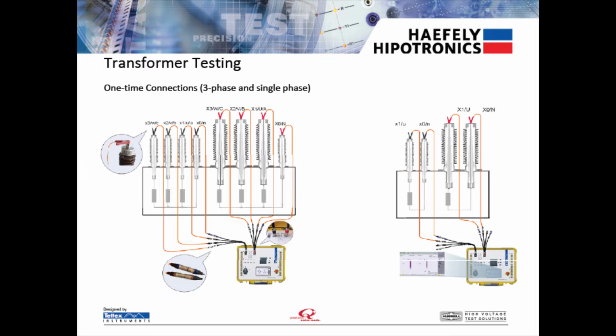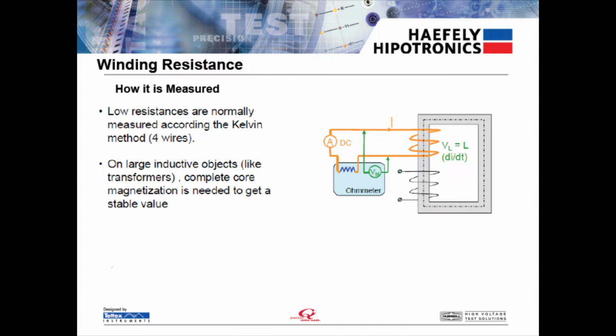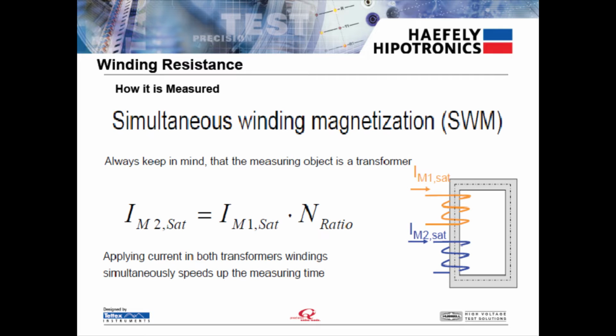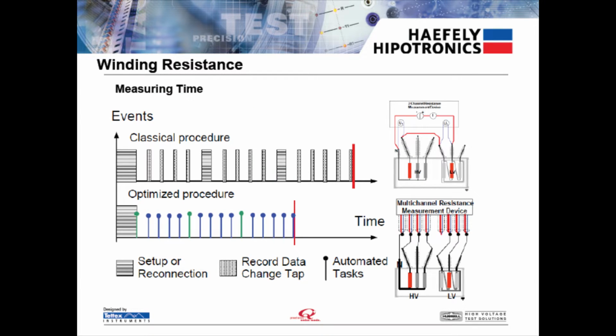So getting into some of the tests that can be performed on transformers, winding resistance. With winding resistance on transformers, you need to magnetize the full core, and on large systems, historically, it can take some time. But with our 2293, using simultaneous winding magnetization with two power sources, it simultaneously magnetizes the core and the windings from the high and the low voltage side. So this allows measurements to be taken much faster than previous units allowed. So here's the comparison between winding resistance. The classical procedure is using one power source, and then using the optimized procedure that the 2293 does, that's how the times compare.